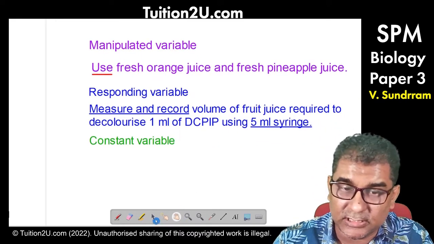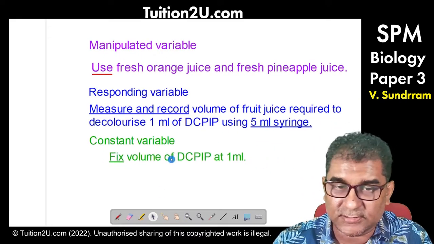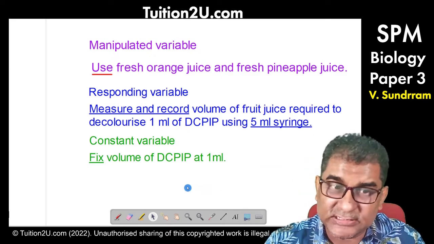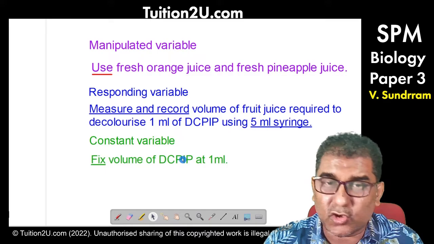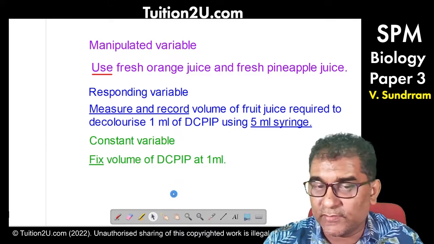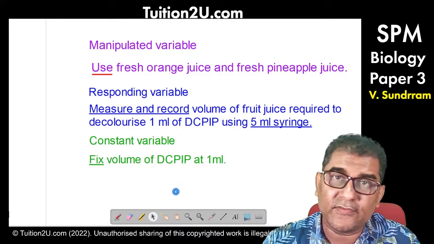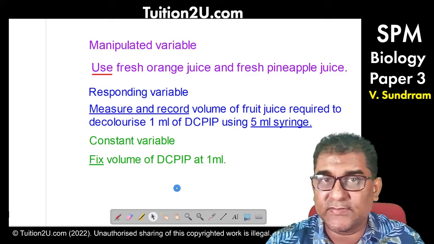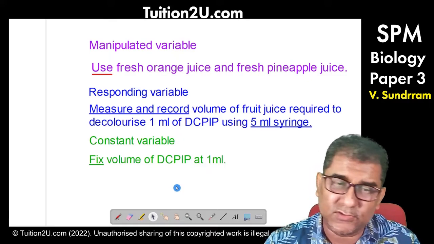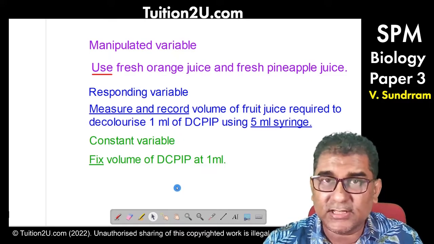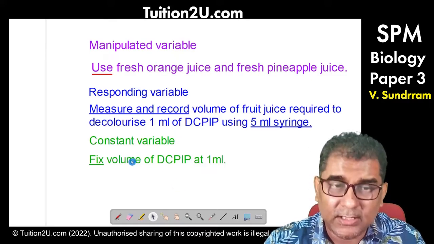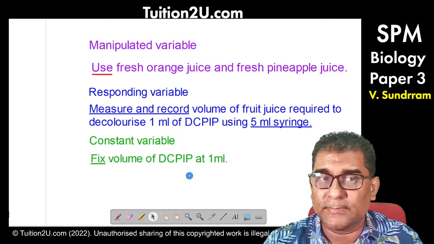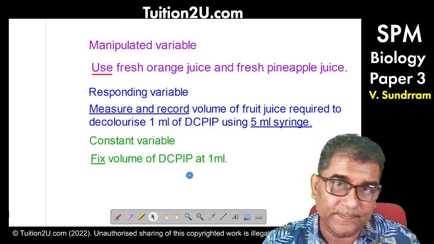Constant variable. The keyword is you must use the word fix. Sometimes they use the word maintain. Even set also can, but fix is the most commonly used. Fix the volume of DCPIP at 1 ml for every experiment. Set the temperature at 37 degrees Celsius for every experiment. So fix or set can. Check the question or choose the right one. The words that I underline are all important, must be in the explanation.